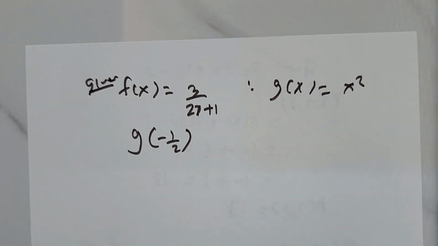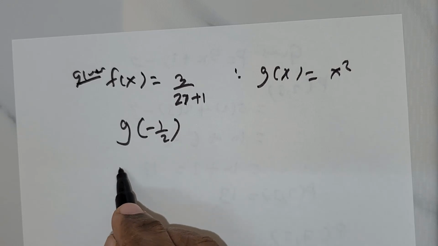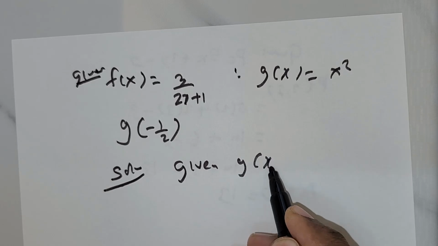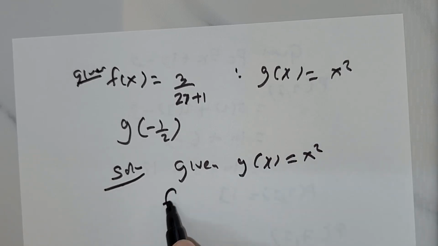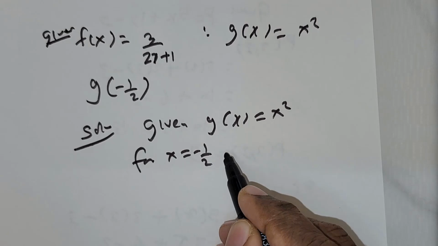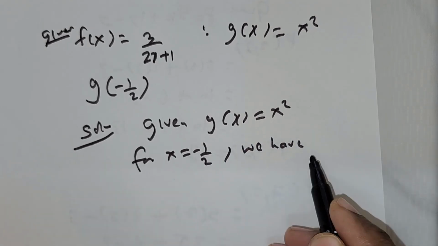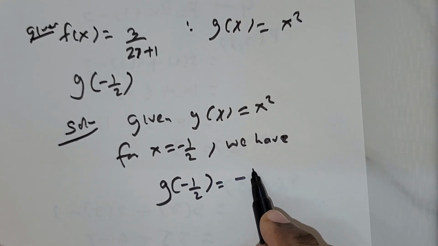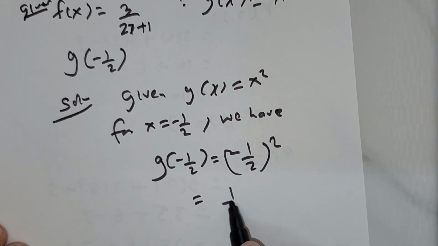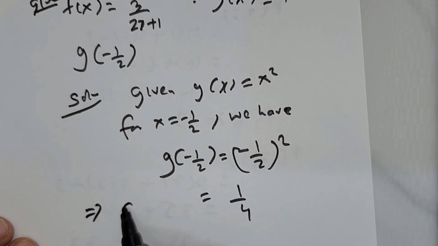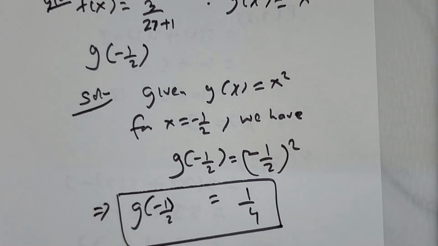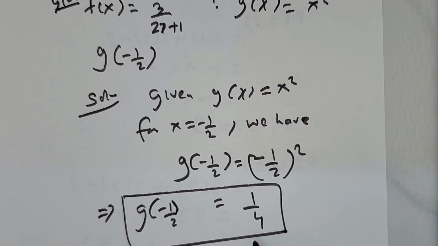So let's start the solution. Given g of x is equal to x squared, for x equal to negative 1 over 2, we have, you need to write it like this. g of negative 1 over 2 is equal to negative 1 over 2, the whole squared, which is 1 over 4. So this means g of negative 1 over 2 provides us 1 over 4. So you box this, so that will ensure you are getting the score for this.